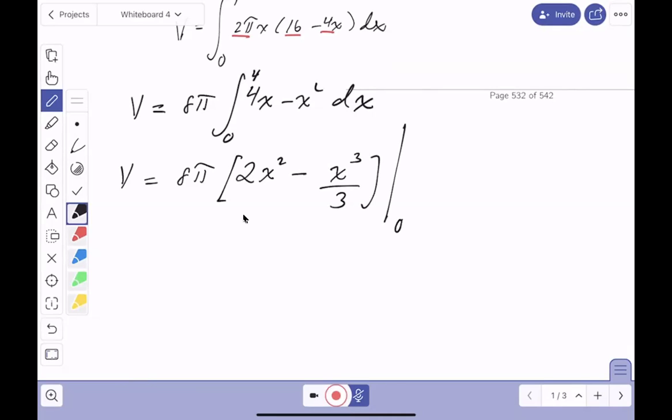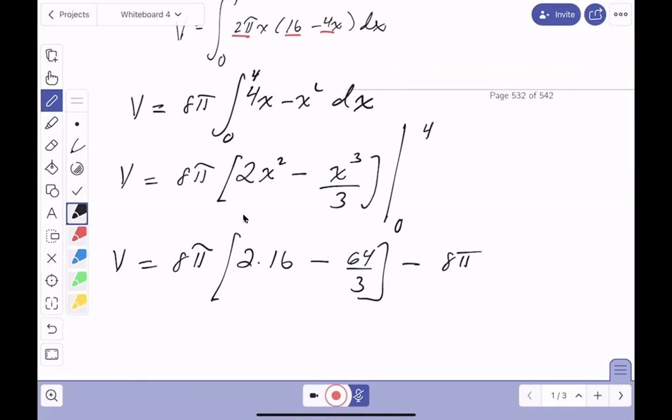Limits of integration 0 to 4. Let's keep going. 8 pi. Well, I got to do this. And what are you going to get? Well, the upper limit, 2 times 16 minus, well, 4 cubed is 64, so 64 thirds, minus the lower limit, that's going to be 8 pi, and everything over there is going to be a 0 now, so that's fairly simple.